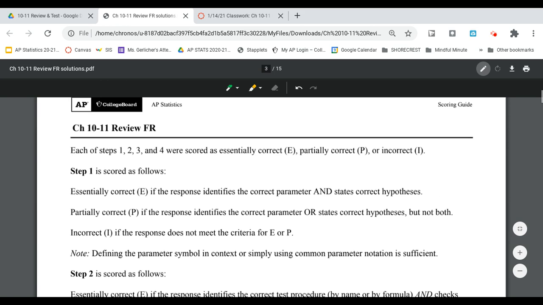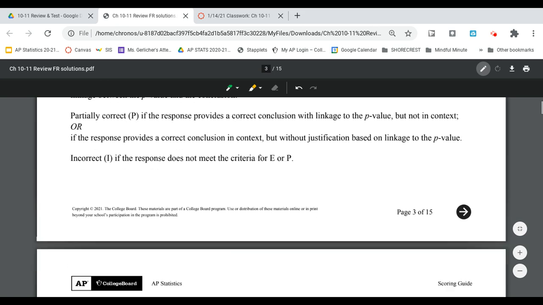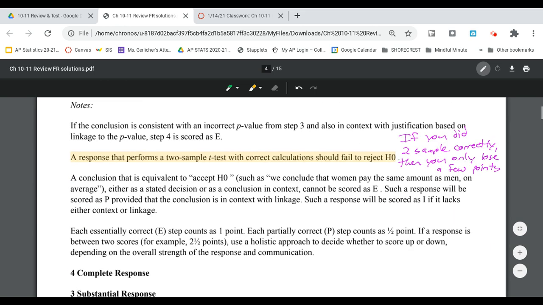Oh, there is one more thing I wanted to mention. Where is it? I highlighted it. Oh, no, I already talked about it. Yeah, that if you did a 2-sample t-test, you would lose points on naming the correct test, but that's it. And if you did a 2-sample t-test, you should have in the end failed to reject the H0.